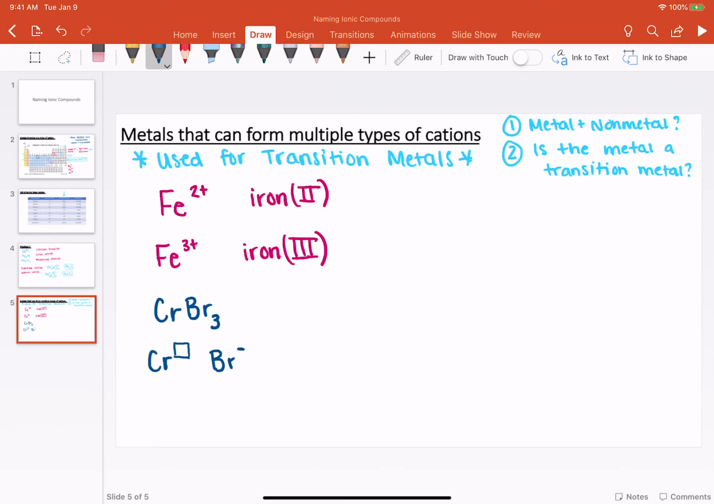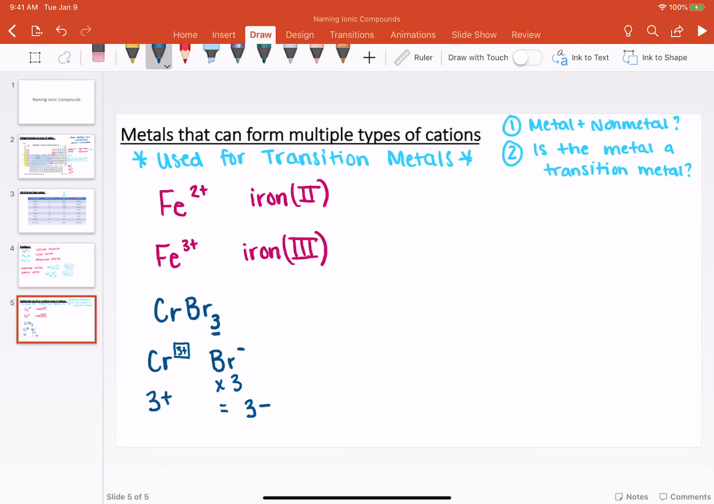So we have to think back to our rules for ionic compounds. Remember that one of the rules for ionic compounds is that the positive and negative charges have to balance each other out. Well, we know we have 3 bromines. That's what this 3 means. So we have a 3- charge for our anion, and it has to balance out. So in order to have 3-, we have to have 3+ on our cation side. That means the charge of the Cr has to be 3+.